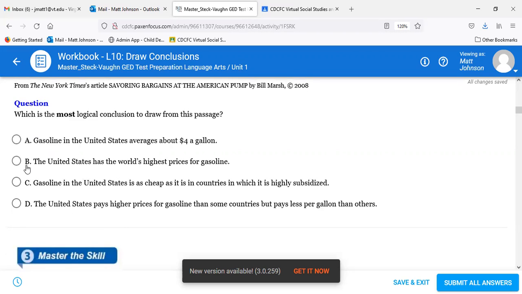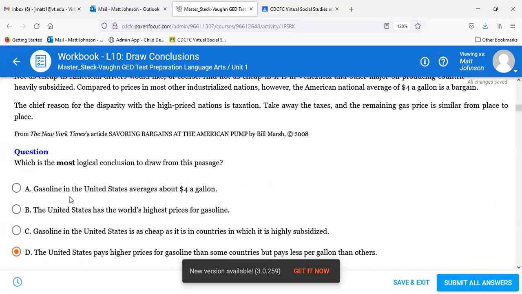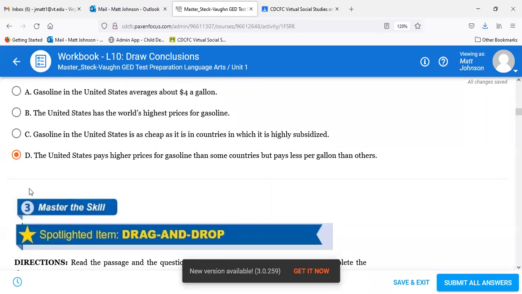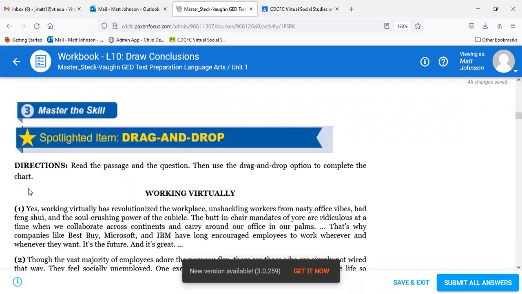So D as in dog, right? The United States pays higher prices for gasoline than some countries, less than others. And as it mentions, gas in the United States is cheap, maybe not as cheap as Venezuela. So from that too, you can conclude that it pays higher prices in some cases, not so much in others. D as in dog for 2.